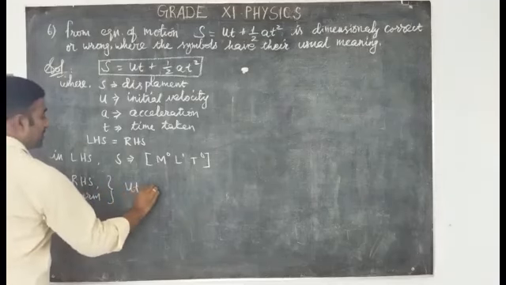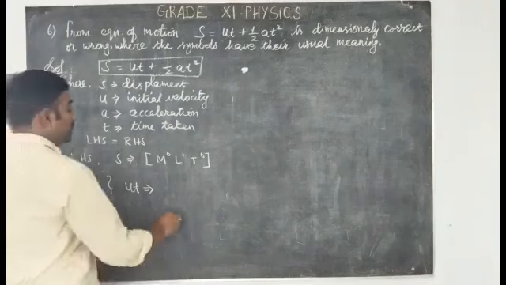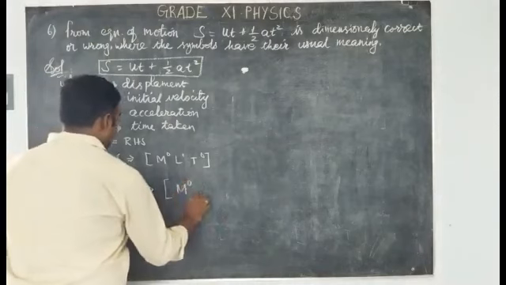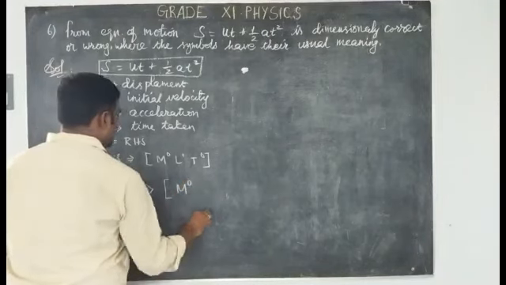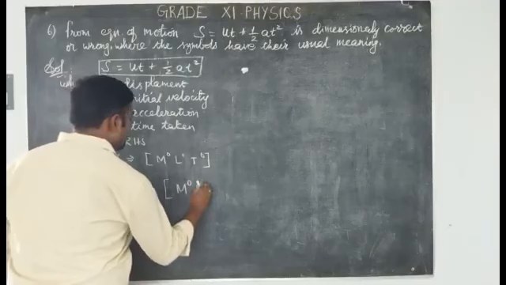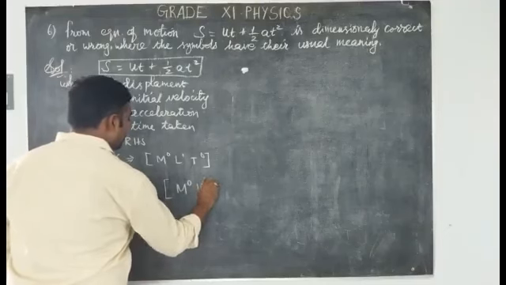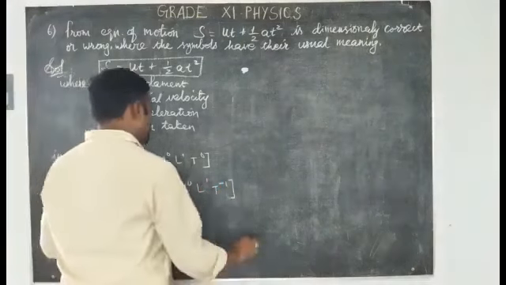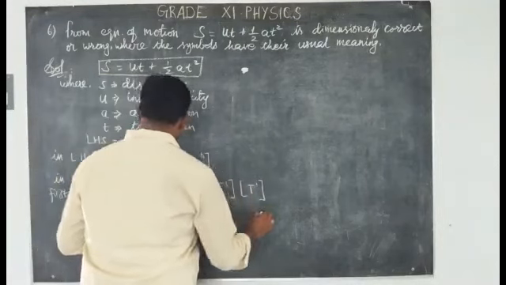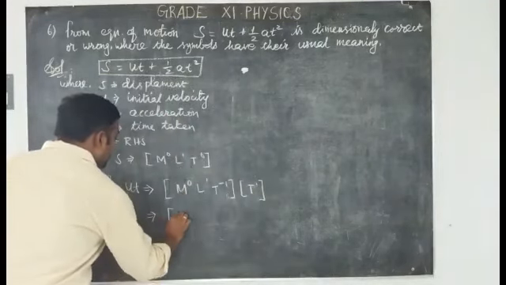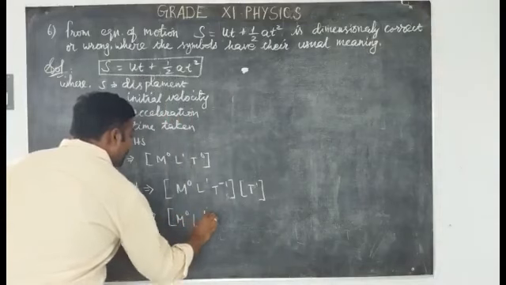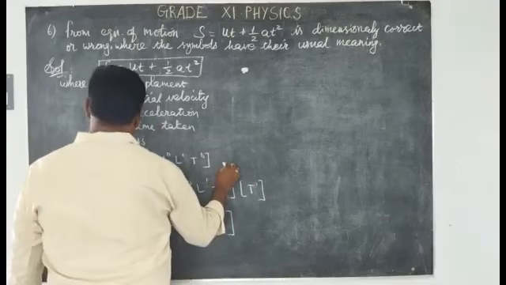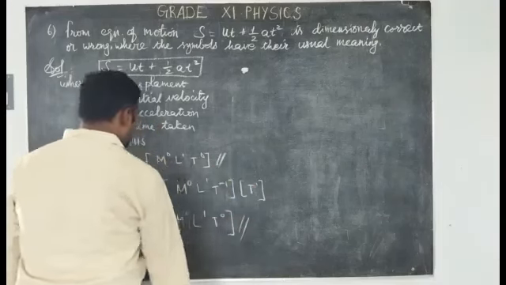What is the first term? Ut. For ut, we need to find the dimensions. What is the u? U is the velocity. For velocity, what is the dimension? That is no mass. What is the velocity? It is distance by time, displacement by time. So l power 1, t power minus 1. Okay. Into time, another one time is multiplied, into t power 1. Therefore, m power 0, l power 1, t power minus 1 into t power plus 1 becomes t power 0. So, left hand side we proved. Right hand side first term also we proved.